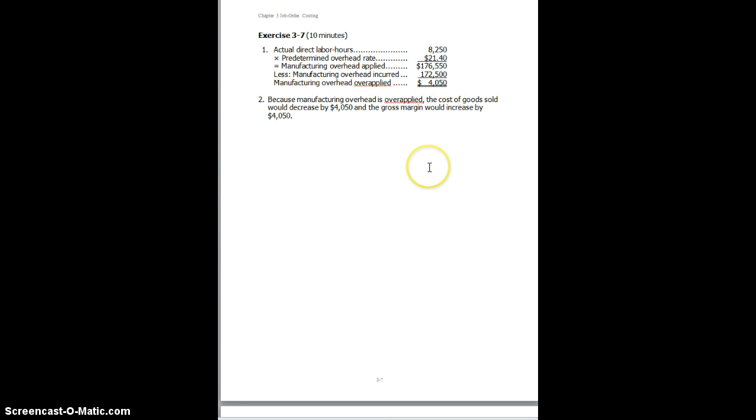would increase by $4,050. In effect, what happened all throughout this period, they put too much overhead into cost of goods sold. Therefore, their cost of goods sold was $4,050 higher than what it should have been. Gross margin was $4,050 lower than it should have been. By zeroing out or fixing or closing out this over-applied overhead, we end up fixing that situation and bringing it back to where it should have been.